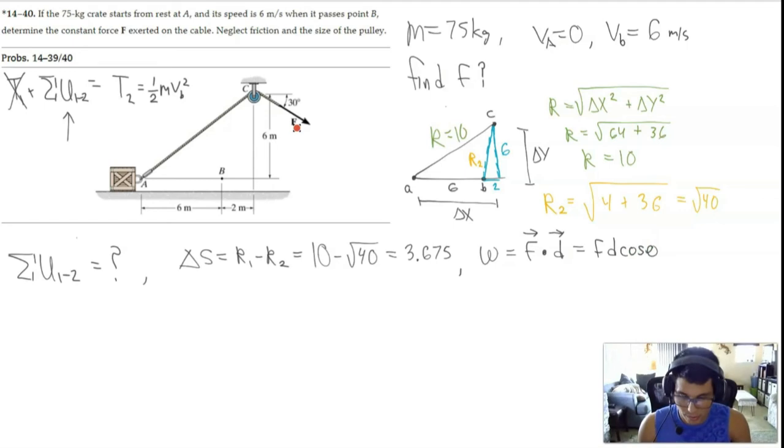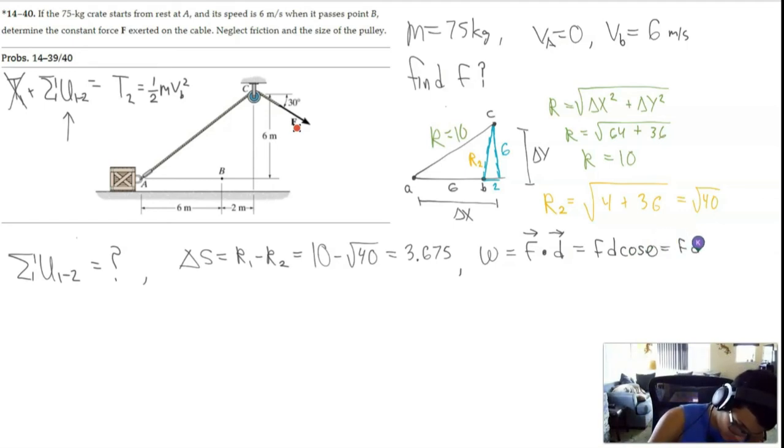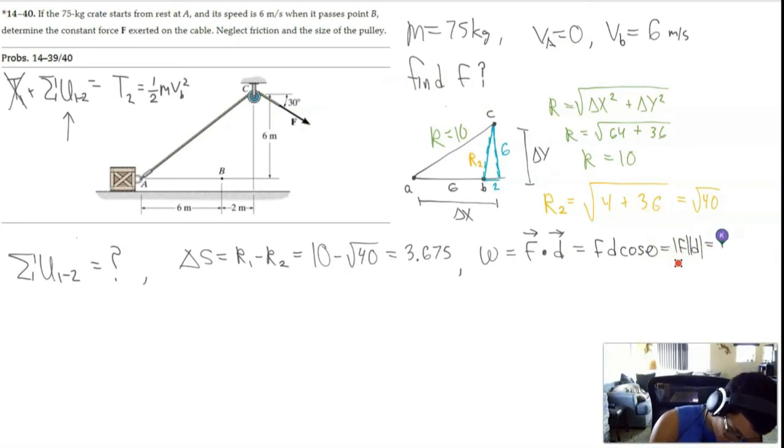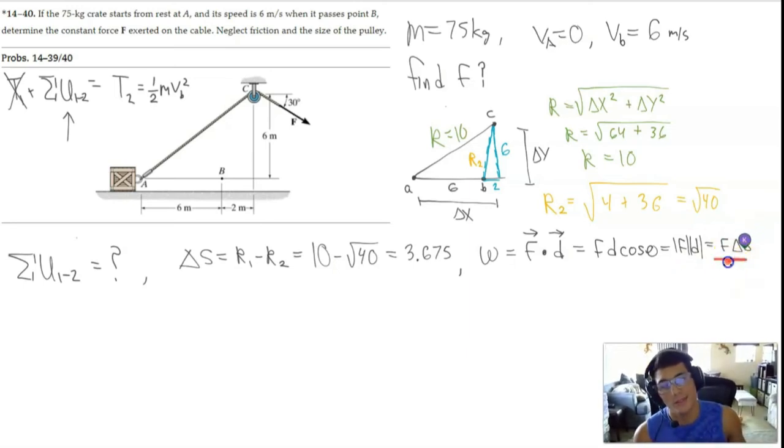And in this case, we don't really need to worry about that cosine theta, so we can just write it as FD, and write these both as scalars. So that's what we're going to do. Okay, and what's another way of saying this? This is F times change in S. Oh, look at that. So this work is equal to this right here, okay?